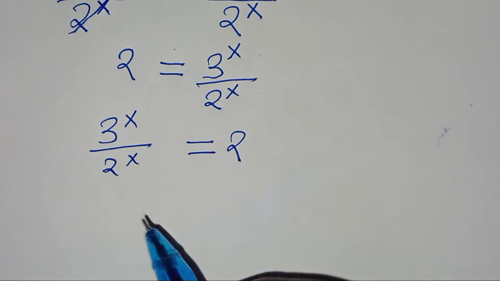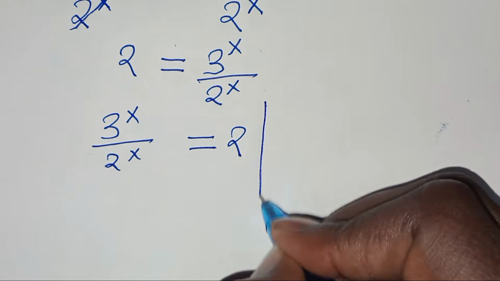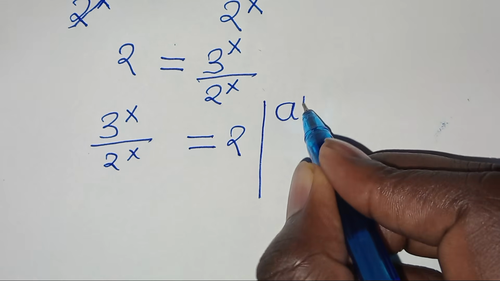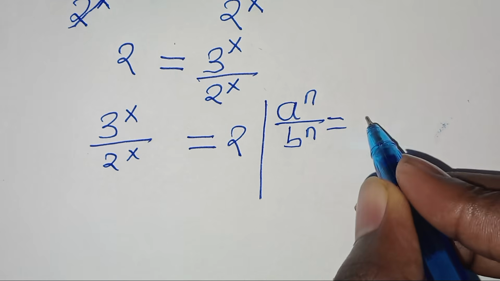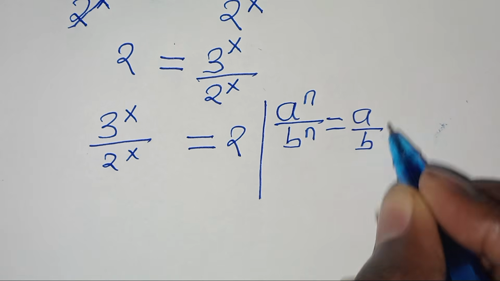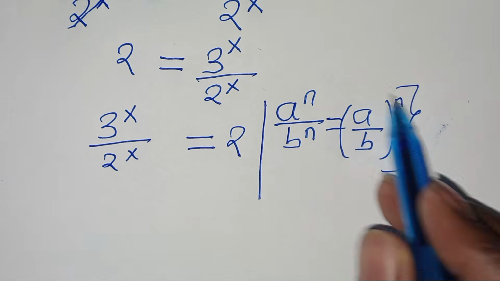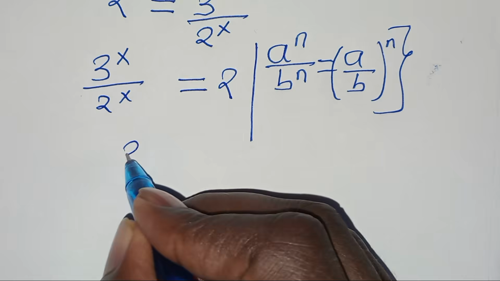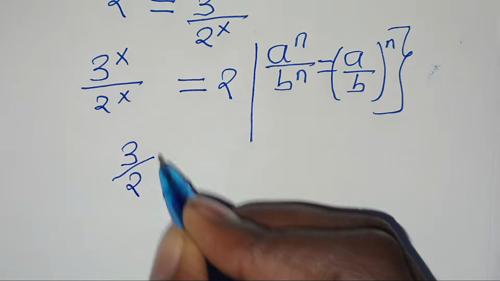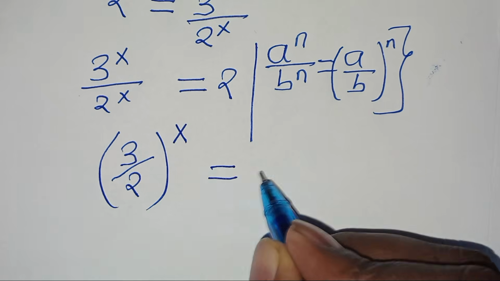Now we have 3 to the power of x divided by 2 to the power of x. This is in the form of a raised to the power of n divided by b to the power of n, which we can express as a divided by b raised to the power of n. Applying this property, we have 3 over 2 raised to the power of x equal to 2.